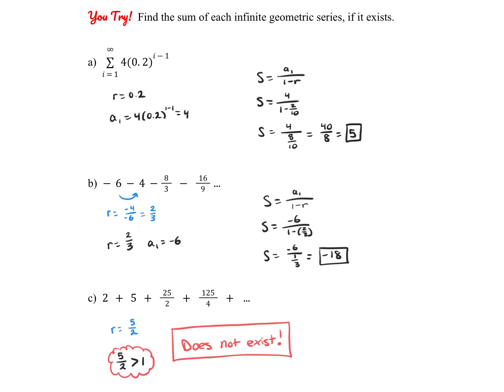For part B, my r value is 2/3. Remember, you can always take any term and divide it by the term before to find your common ratio, which I did here. And 2/3 is less than 1, so I can find this infinite sum. So I plugged in my information, and my sum is negative 18. But for part C, you'll notice that the common ratio is 5 over 2. Because that value is greater than 1, this infinite sum does not exist.